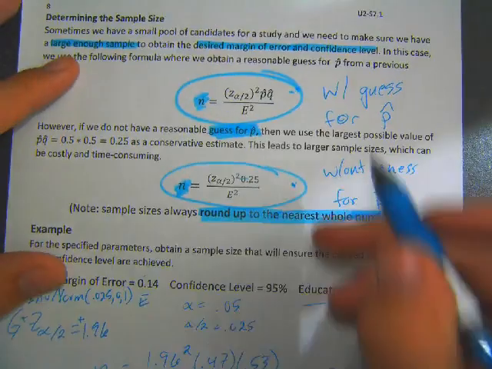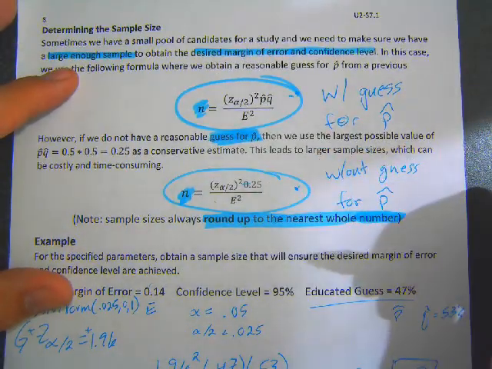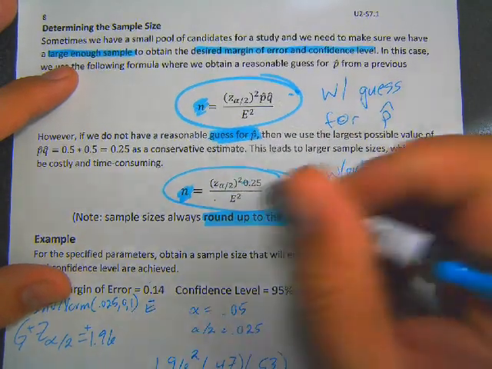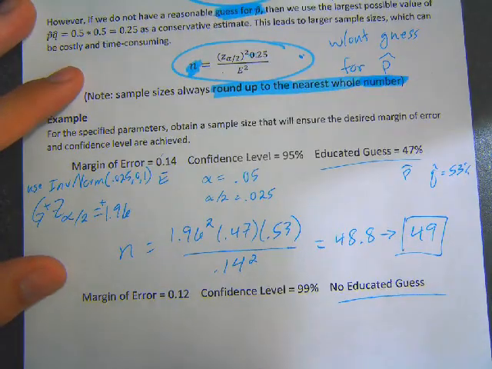So now we don't use the first formula because we don't know what to put in for p hat or q hat. So instead, we're just going to put 0.25 for the combination of those two together. So this is only when there's no guess. So we don't have a guess, no guess, we use the other formula.